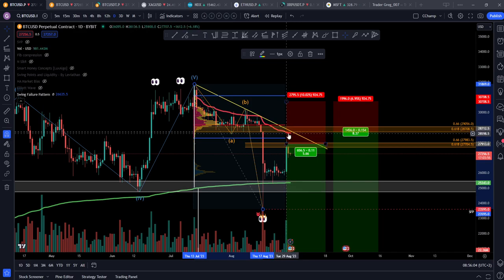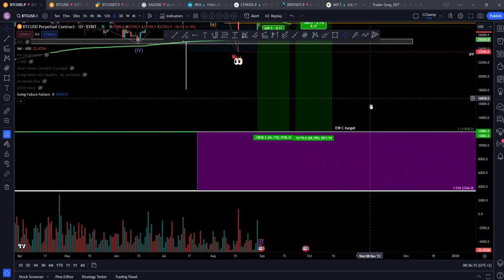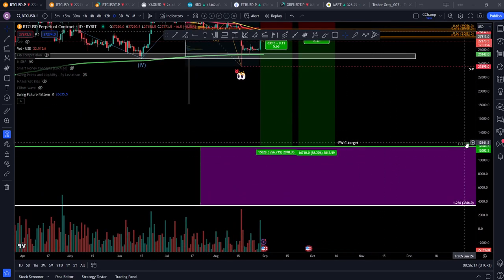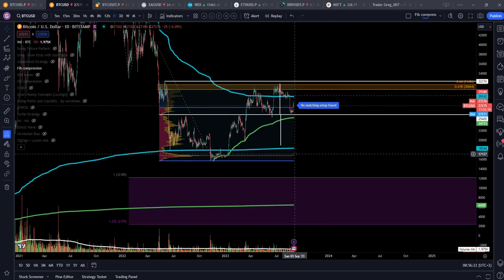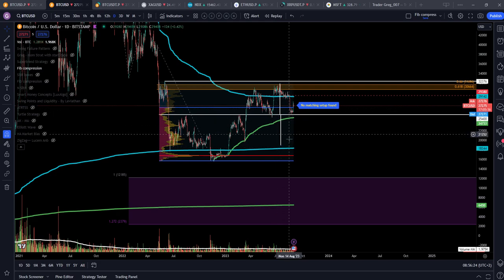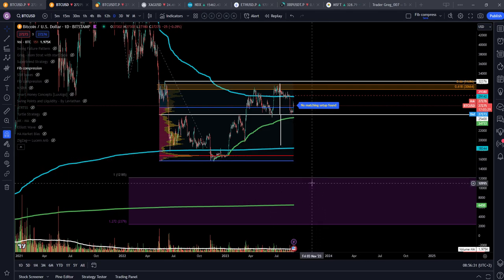Because then we also have here this red line, which is resistance, the volume weighted average price from that high from the 13th of July. So, and then, yeah, target 12,000, who knows? And then we're taking profits, as I said here, from the head and shoulders around 19K. So 19K and then 12K. That's what I'm looking at for the moment.